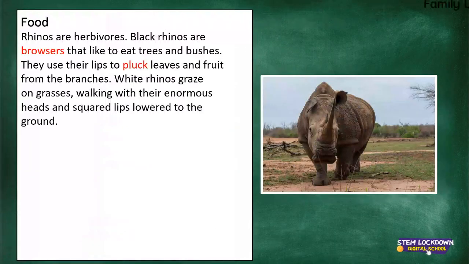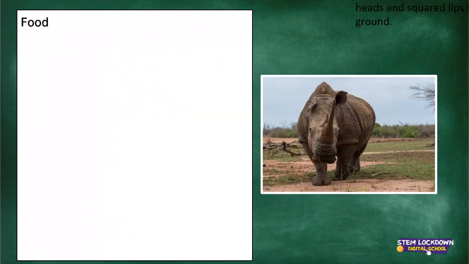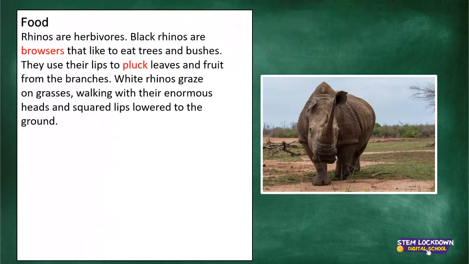Now, with regard to food, I'm sorry, I didn't know that I'd made this go by itself. Rhinos are herbivores. Black rhinos are browsers that like to eat trees and bushes. They use their lips to pluck leaves and fruit from the branches. White rhinos graze on grasses, walking with their enormous heads and squared lips lowered to the ground.